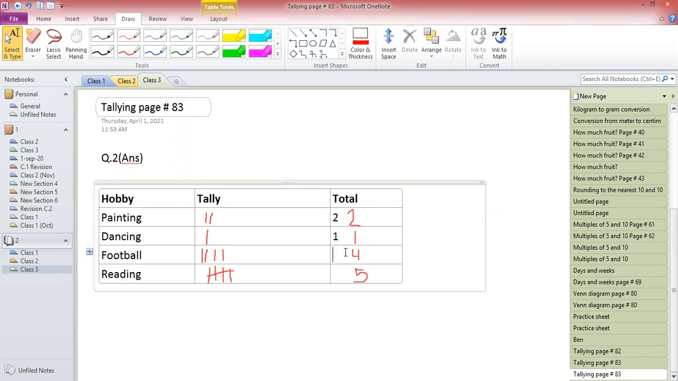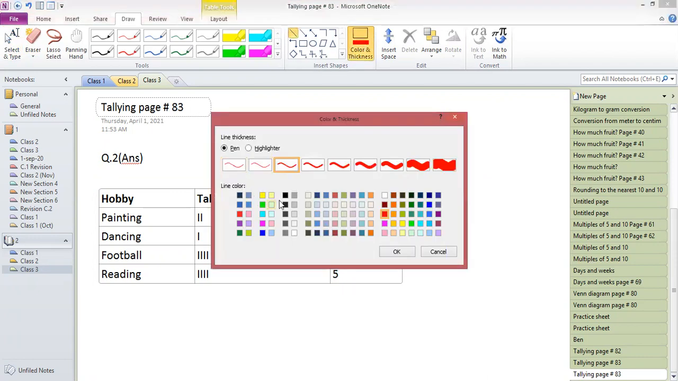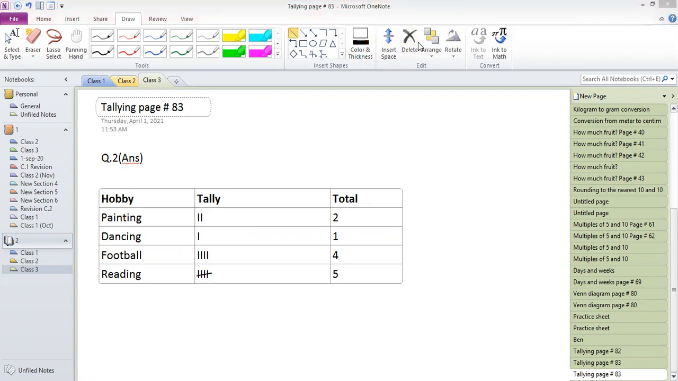2, 1, 4, and 5. Okay. One, two, 1, 1, 2, 3, 4, 1, 2, 3, 4, and 5th. This is how you have to make tally chart. Clear?